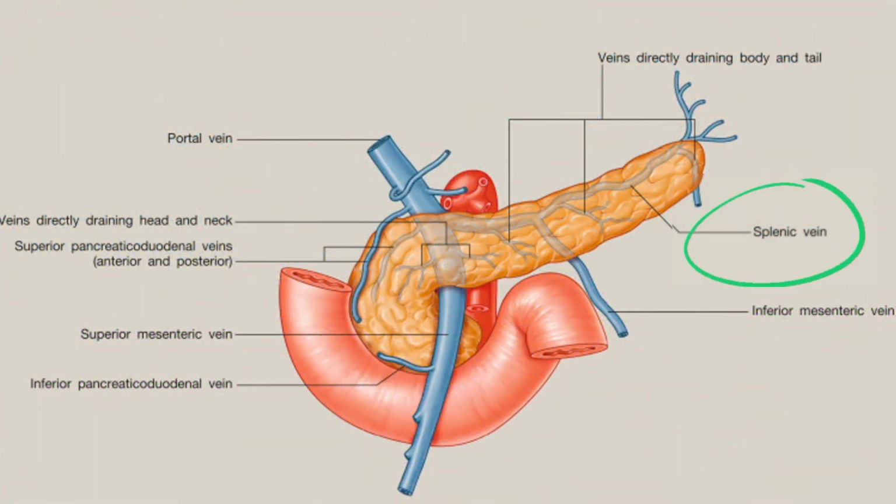As you can see here, the splenic vein runs behind the tail of the pancreas. This is gonna cause inflammation of the splenic vein, leading to thrombus formation and left-sided portal hypertension. Left-sided portal hypertension is gonna present with gastric varices, but without esophageal varices.